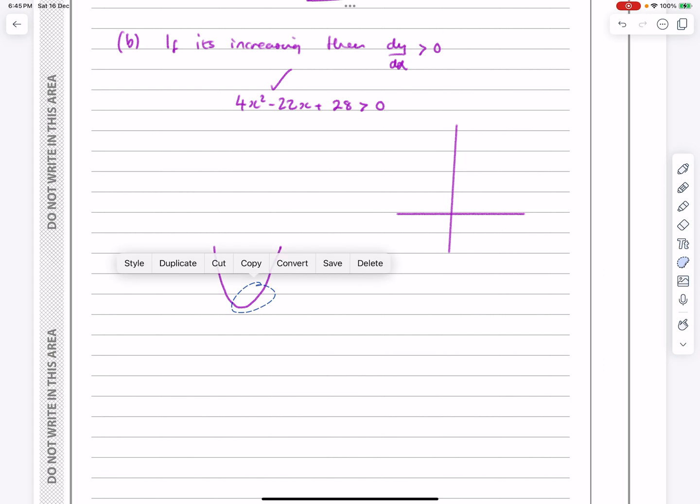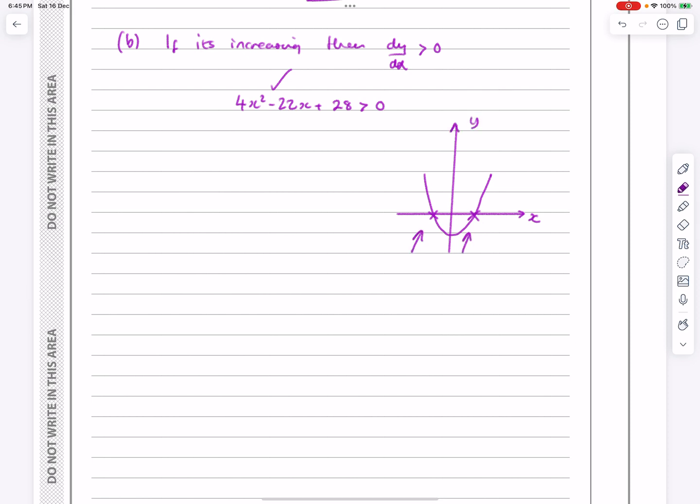So in order to be able to do that, if I want to work out whereabouts it is, I need to find what I call the 2 critical values. The critical values are where it hits the x-axis, where y is equal to 0. These are the critical values. So what I'm basically going to do is solve the equation 4x squared minus 22x plus 28 equals 0. And I actually say critical values, so I'm making it clear to the examiner I'm finding those 2 points there.